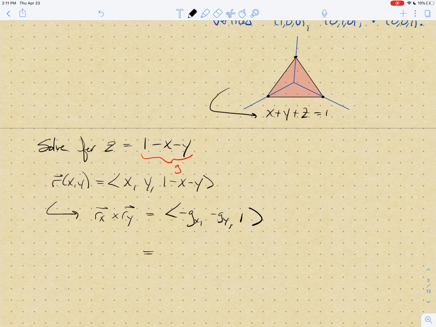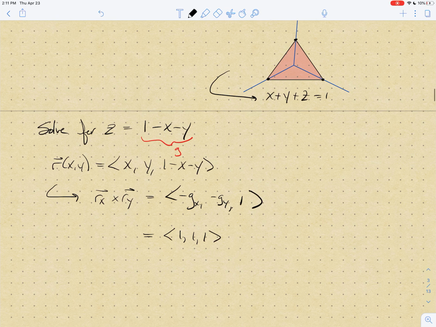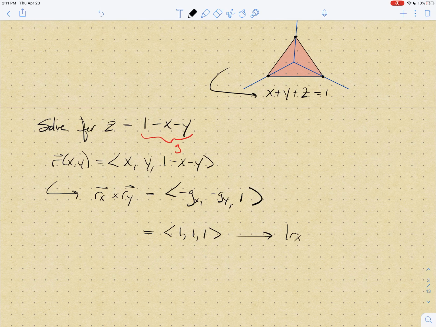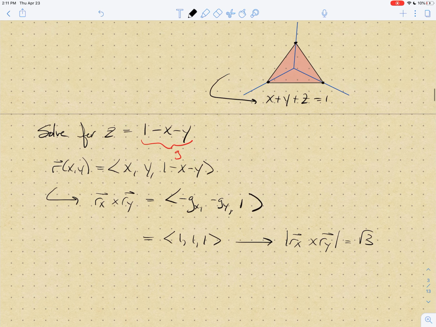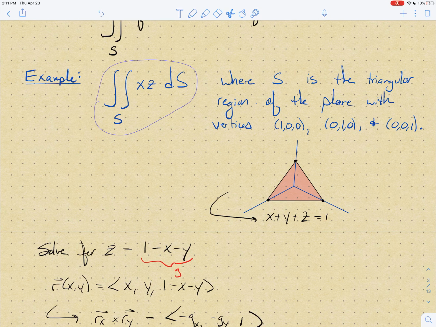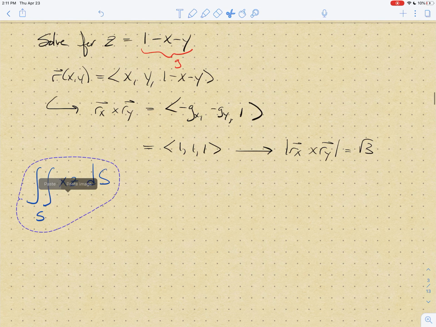So the point is, when I compute this, I just get minus g partial x. Let's look at it. So right here, g partial x is minus 1, and then minus that is 1, so I get 1, 1, 1. All right, and so the length of r_x cross r_y is just the square root of 1 plus 1 plus 1, which is the square root of 3. And so now I'm ready to set up my integral, so let's go up and copy it, just so that we don't have to rewrite it.